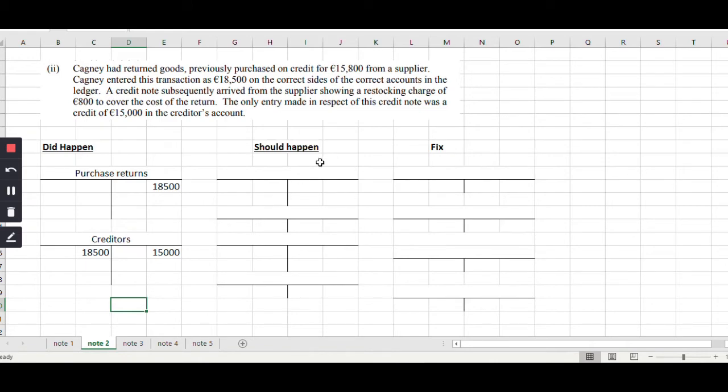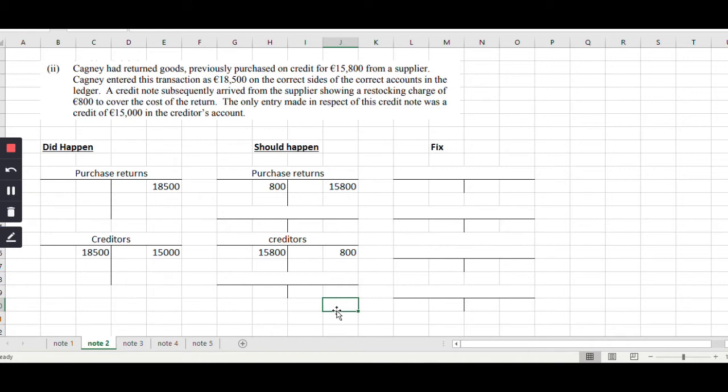What should have happened was far more straightforward. Again, we had a purchase returns account and a creditors account. The right figure was 15,800, credit purchase returns and debit creditors 15,800. And what you do with the restocking charge of 800 is you debit purchase returns 800, you credit creditors 800. So that's what should have happened. So we need to fix this.